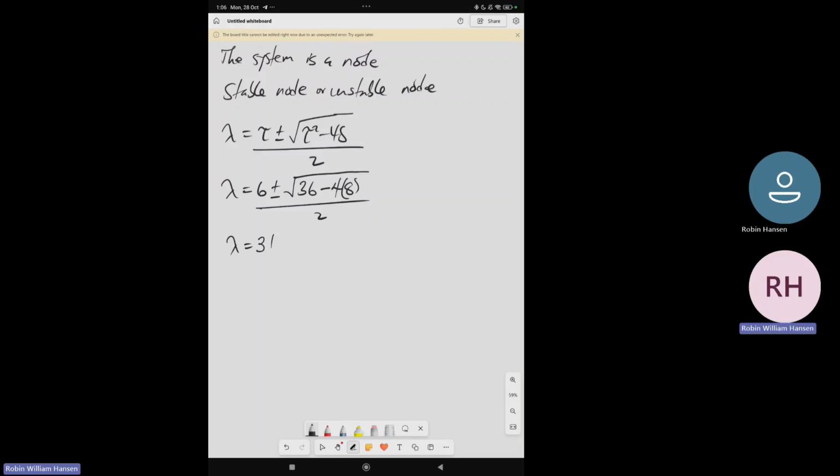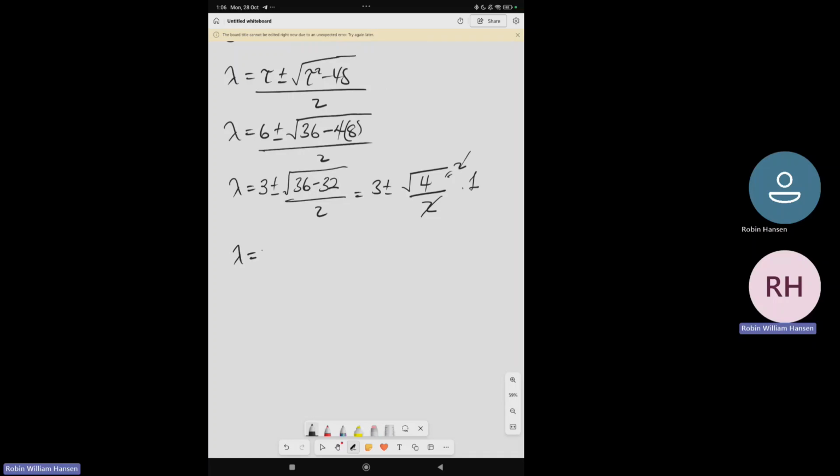6 divided by 2, we have 3 plus or minus the square root of 36 minus 32, divided by 2. So this will give us square root of 4, and square root of 4 is 2. We have 3 plus or minus square root of 4 divided by 2, and this will give us 2. This 2 will cancel this 2, it will give us 1. So we have lambda equals 3 plus or minus 1.